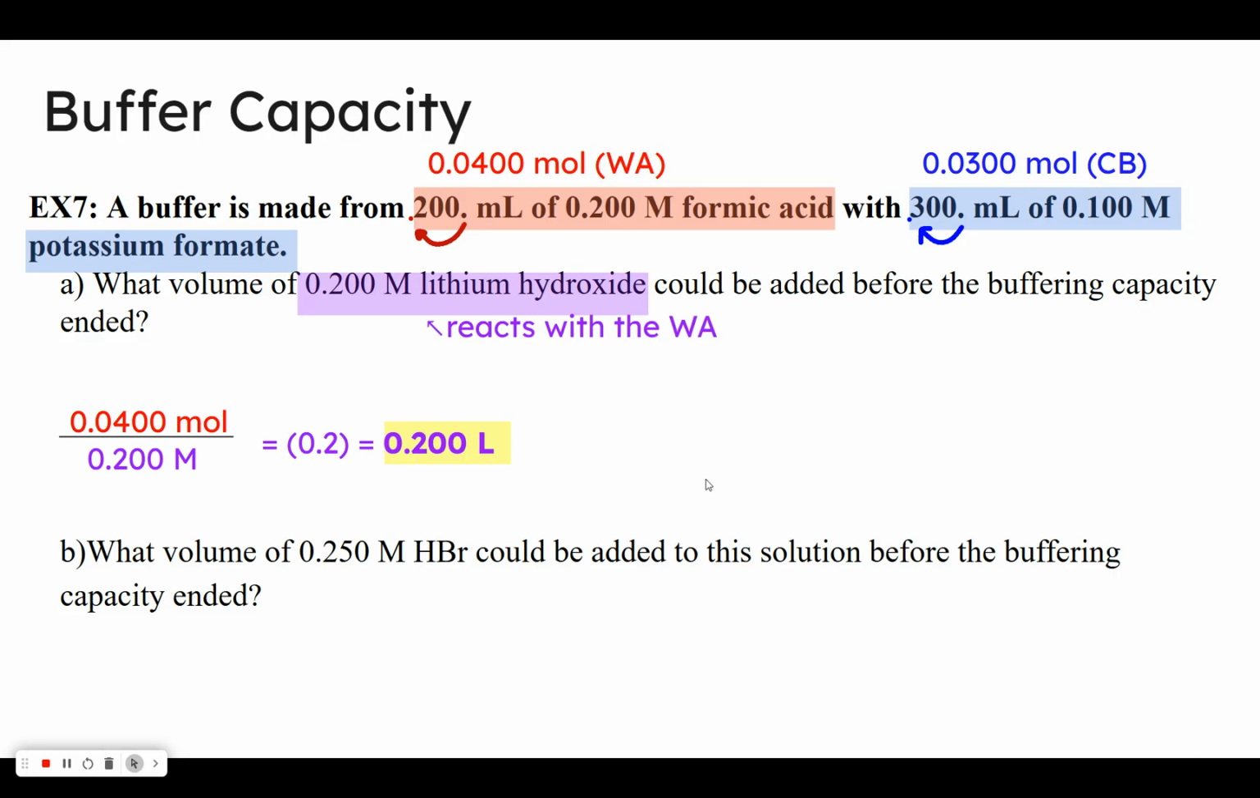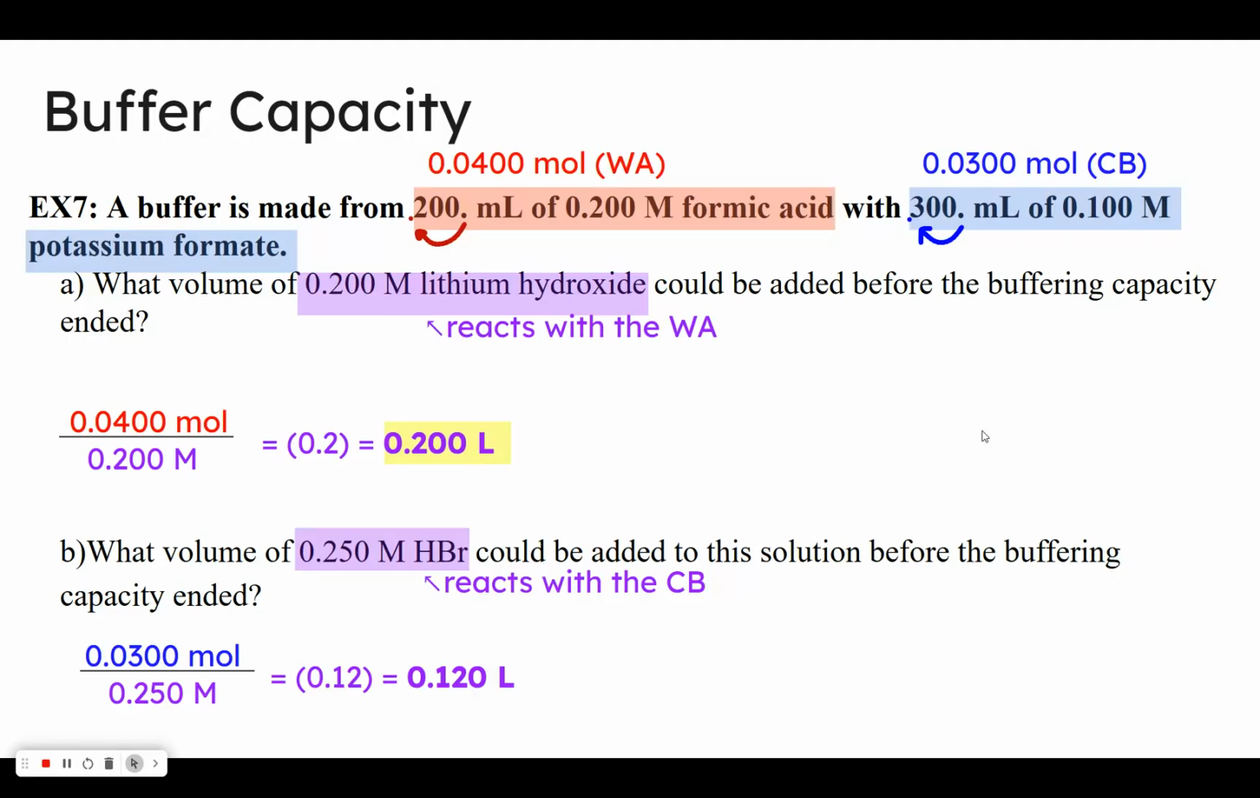And then finally, we've got our what volume of 0.250 molar HBr could be added to this solution before the buffering capacity ends. Because that HBr is an acid, it's going to be reacting with the base component of our buffer here. So that's going to be our conjugate base. And so taking our conjugate base moles, we're dealing with volume again, so we just have to divide by that given molarity of the HBr that we're dealing with. Do our division, make sure to keep the right sig figs, and that's our final answer.